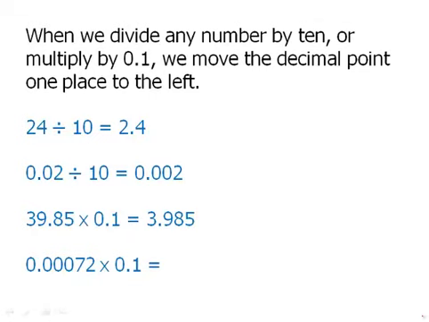Finally, 0.00072. That has 3 placeholding zeros. When I multiply by 0.1, we move the decimal point 1 place to the left. We wind up with 4 placeholding zeros, 0.000072.